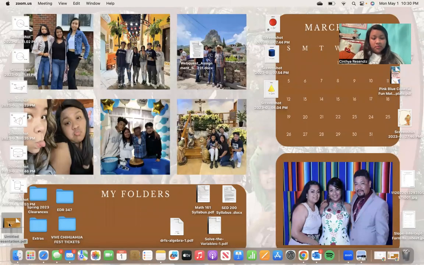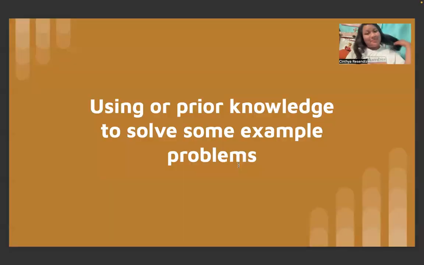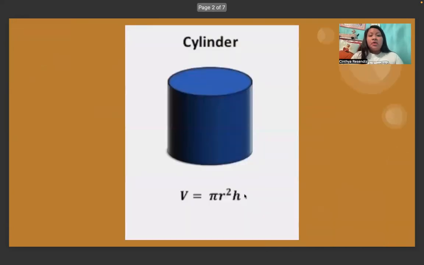Let's open this up. Hi students. Today we are going to be using our prior knowledge to solve some example problems. These problems are on volume, which is what we have been talking about during the past classes.